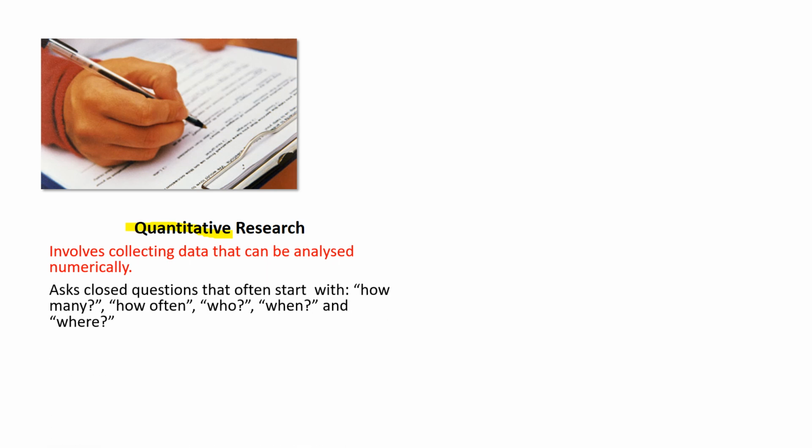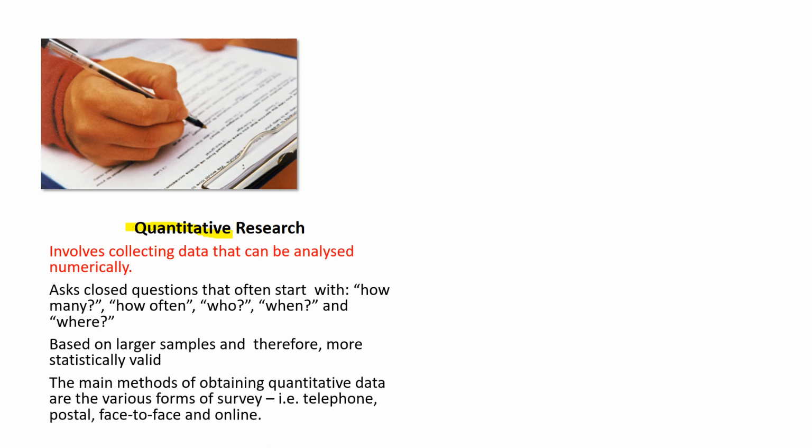Once we've done our research, we can look at the data that we've collected. And the data we've collected normally falls into two categories. The first one is quantitative style research. And this involves collecting data that can be analyzed numerically. So questions that are what we would call closed questions. So how many, how often, who, when, where. We can analyze those answers with numbers. 15 people said this, 20 people said that, and then start to test the data that we've got. So these tend to be based on larger samples and are more statistically valid. They normally come from surveys. So quantitative research, things that we can quantify with numbers.